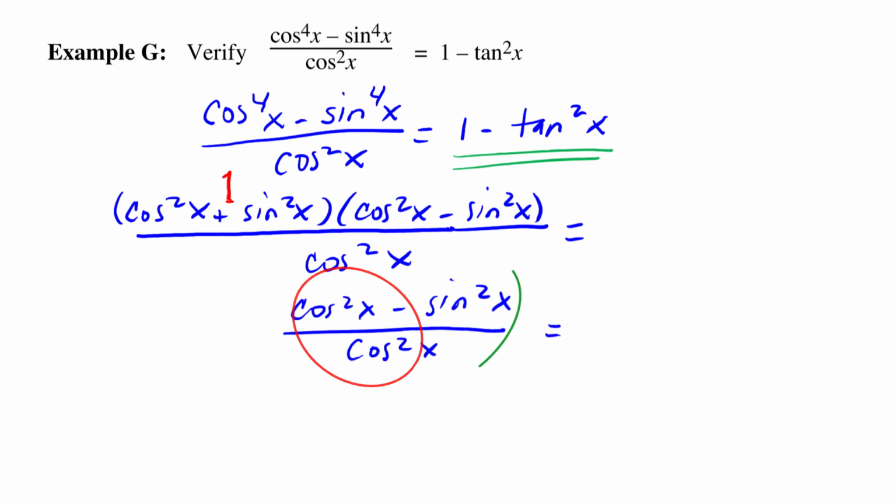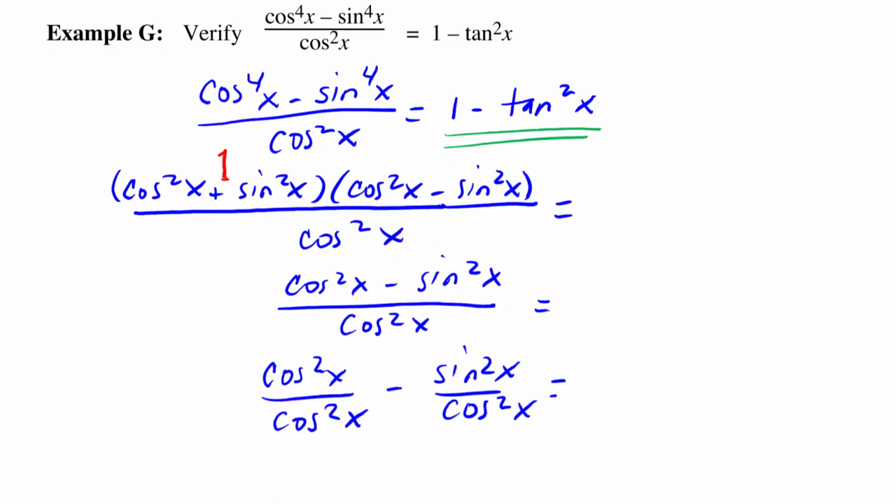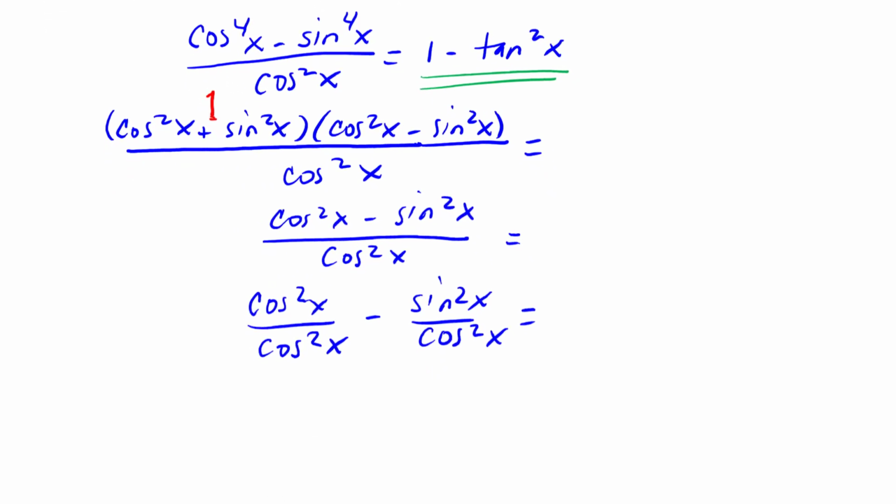And that denominator of cosine squared, notice that it actually belongs to both terms in the numerator. So we can split the fractions up into cosine squared x over cosine squared x minus sine squared x over cosine squared x. And when we simplify each of them, we get 1 minus tangent squared x. And that's what we want to get. QED. Let's see what's next.